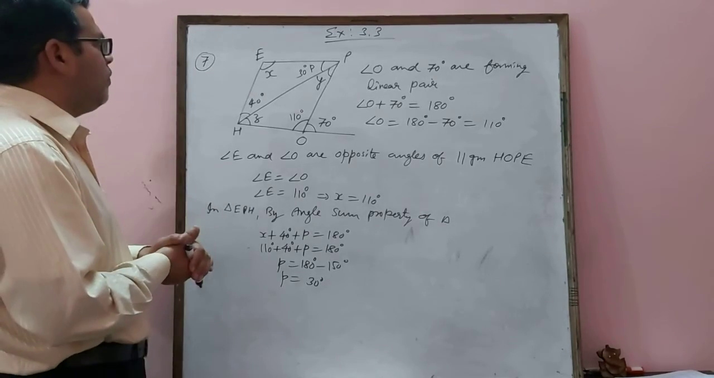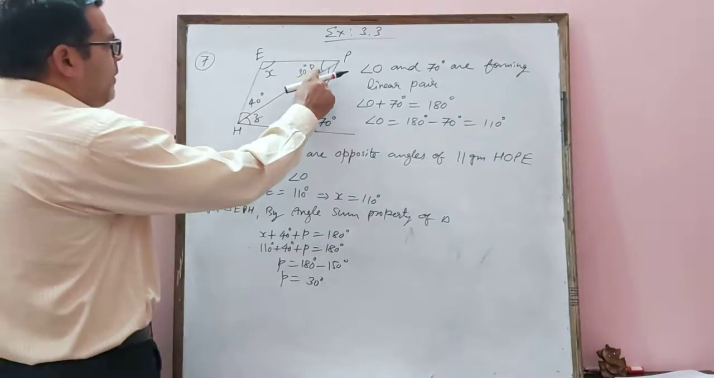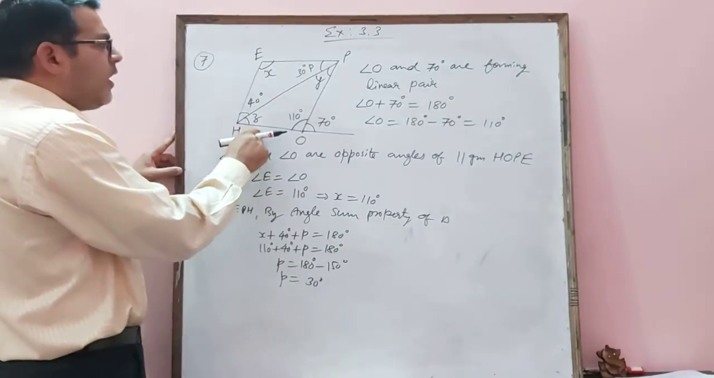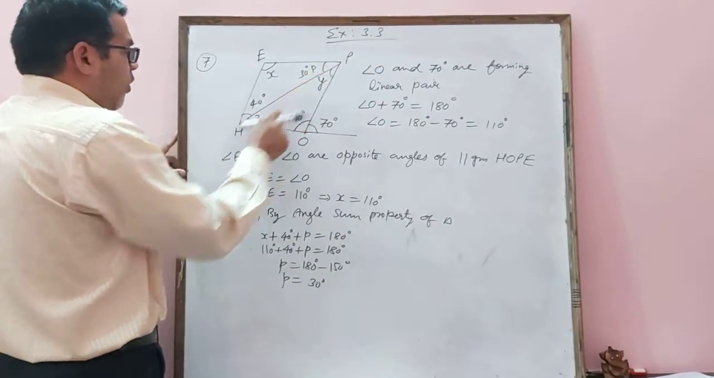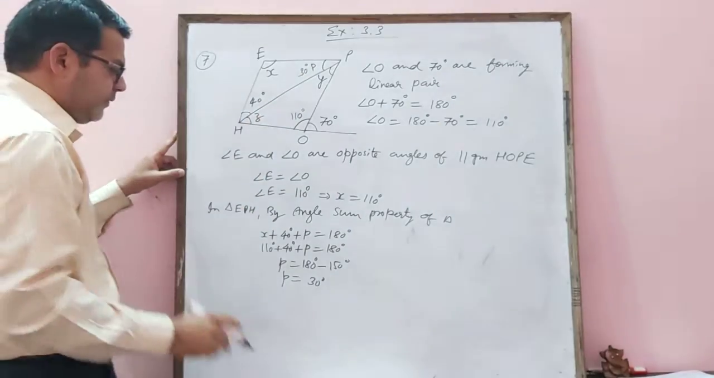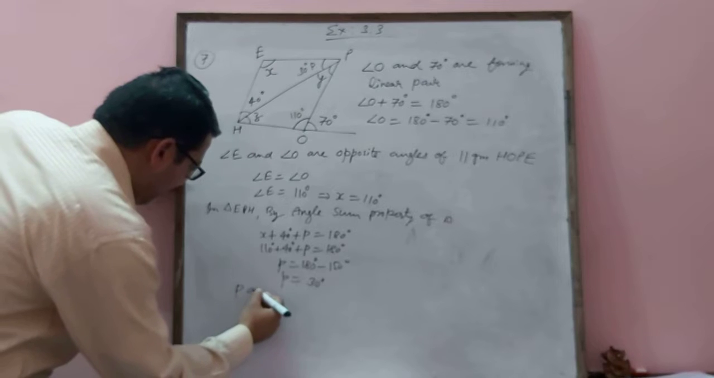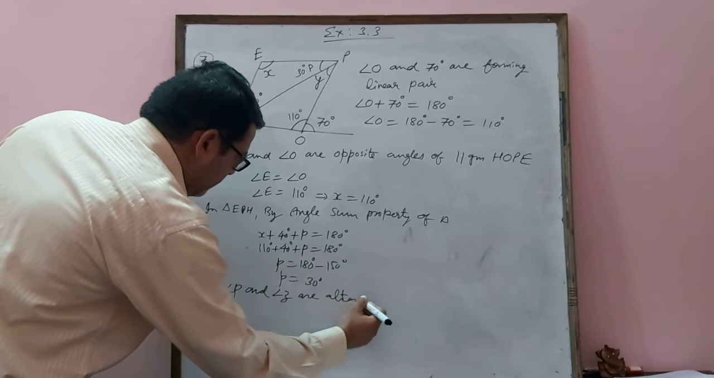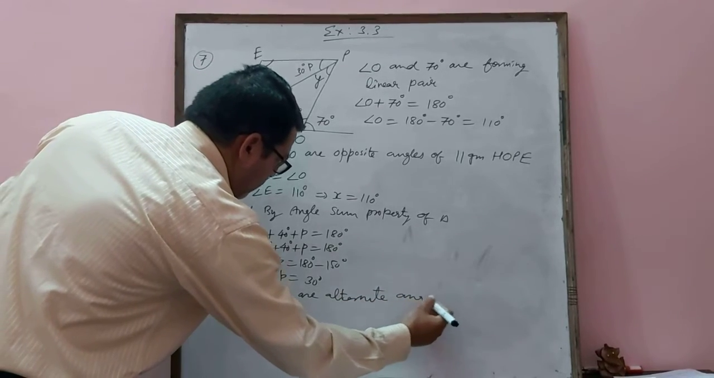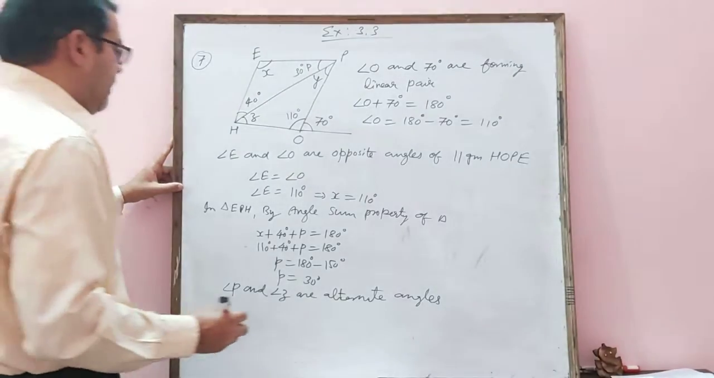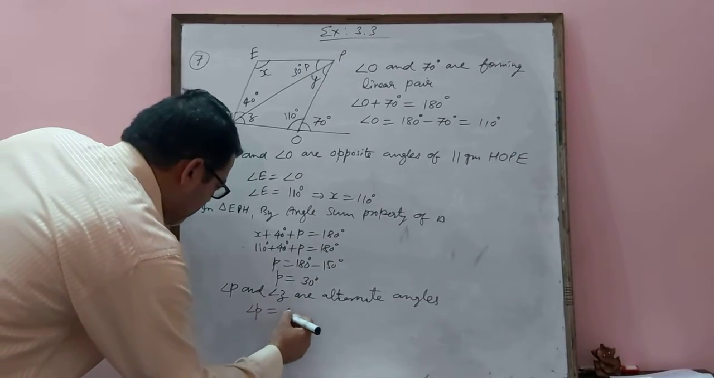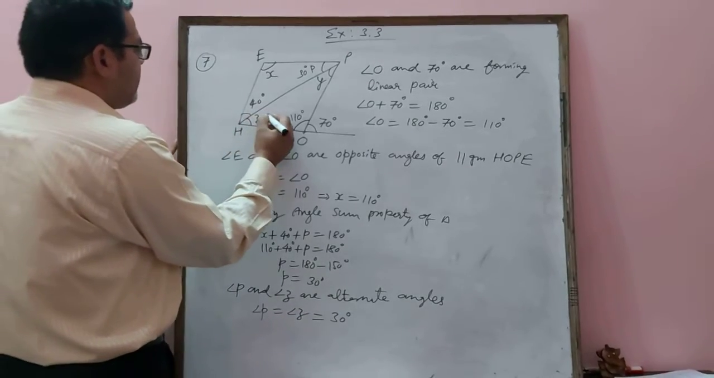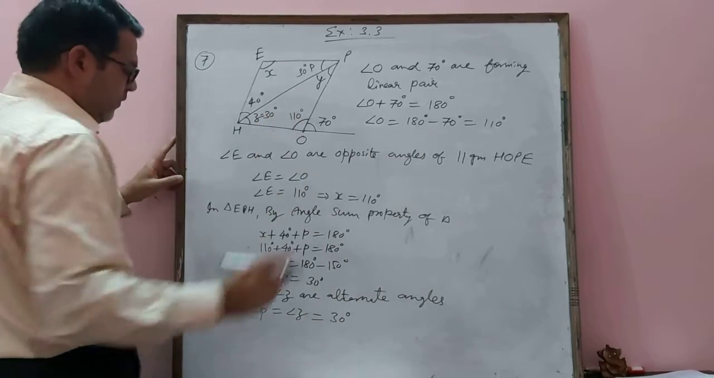Now what to do? This angle P and this angle Z, which kind of angles are these? These are alternate angles, angle P and angle Z. So angle P and angle Z are alternate angles, and we know that alternate angles are always same. So therefore angle P equals angle Z equals 30 degree. So this angle Z is 30 degree, right?